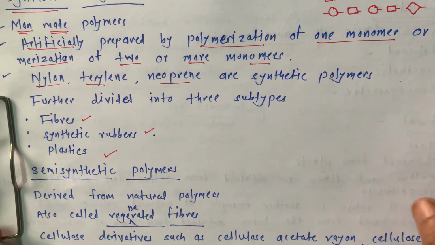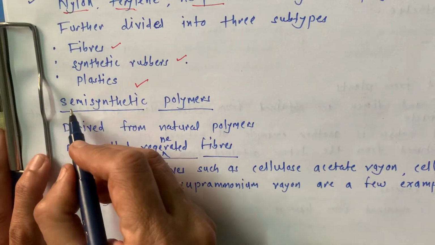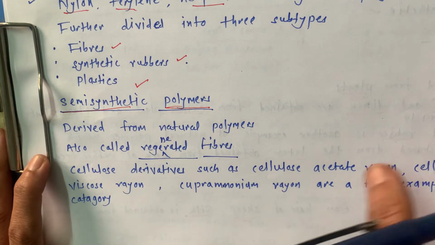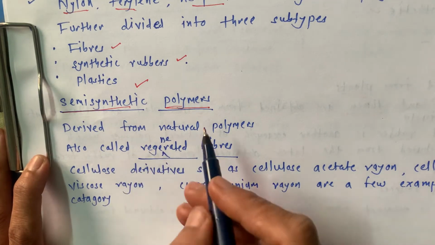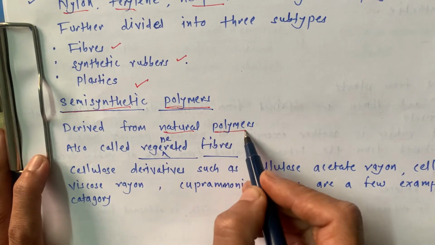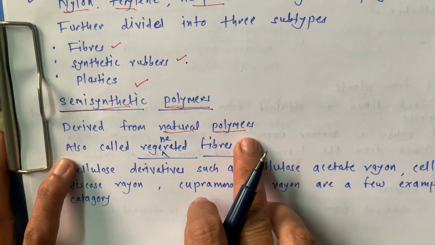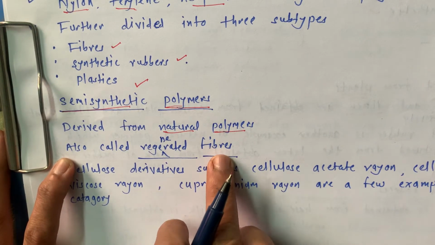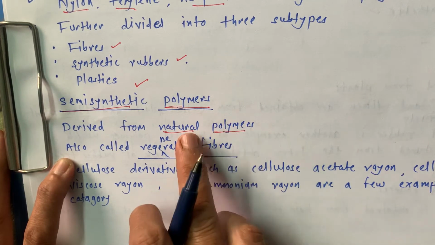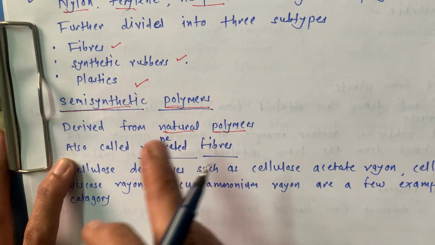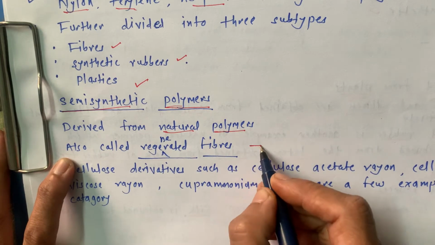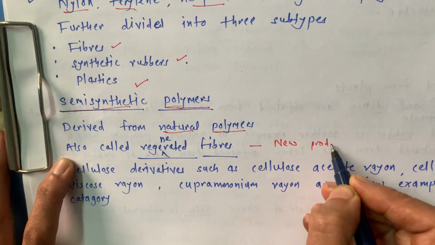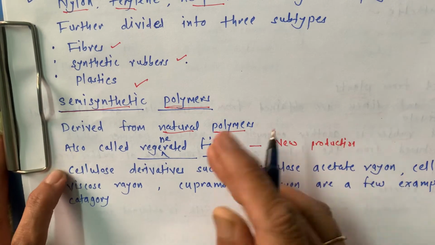Then the third part is the semi-synthetic polymers. These are derived from natural polymers, and these are regenerated fibers. It means taking the base of a natural polymer, we regenerate new fibers, a new production, by using natural polymers.